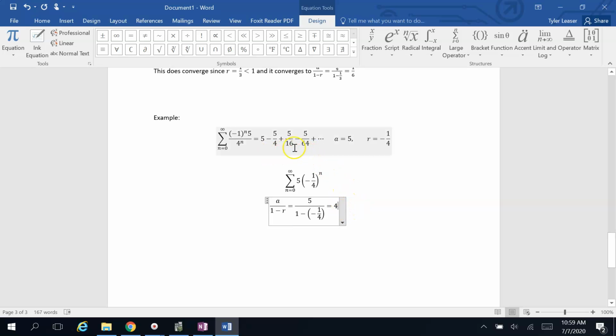One thing you may want to do in your calculator is just start adding up the first 10 or so terms. You'll start to see that if you keep adding up the terms as you go, it does eventually get closer and closer and closer to 4.